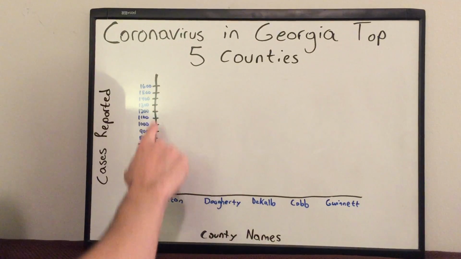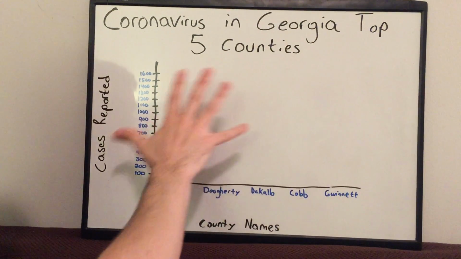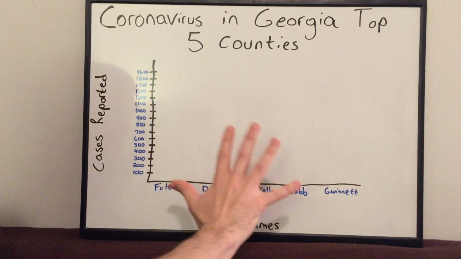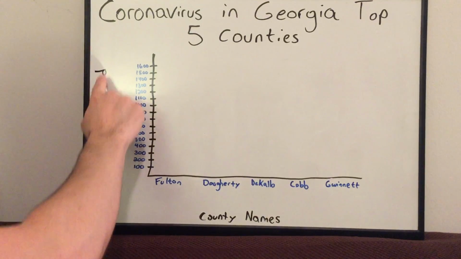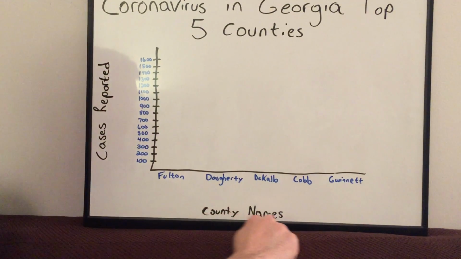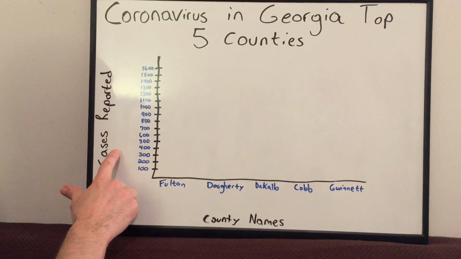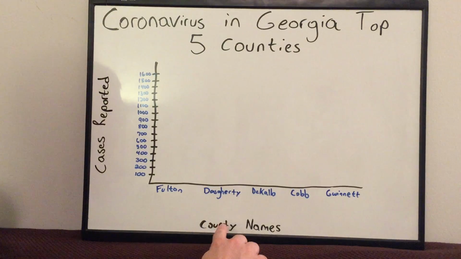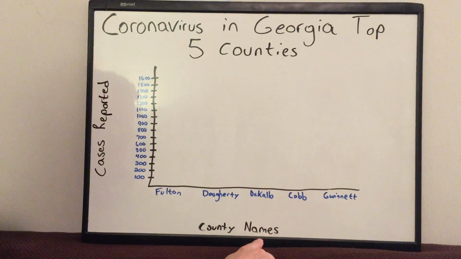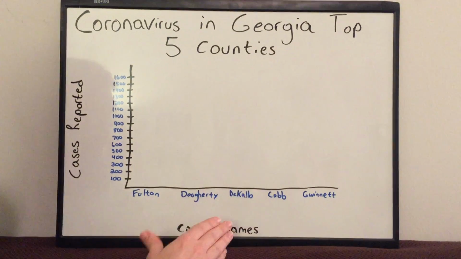Second thing, I made myself a little XY axis right here just to get my bars situated once I start to draw them. I also need labels on my y-axis and on my x-axis. So my title on my y-axis is going to be the cases reported, the coronavirus cases reported. Down here, I put my county names, because that's where we're going to put our top 5 counties. Now let's talk about the counties right here.